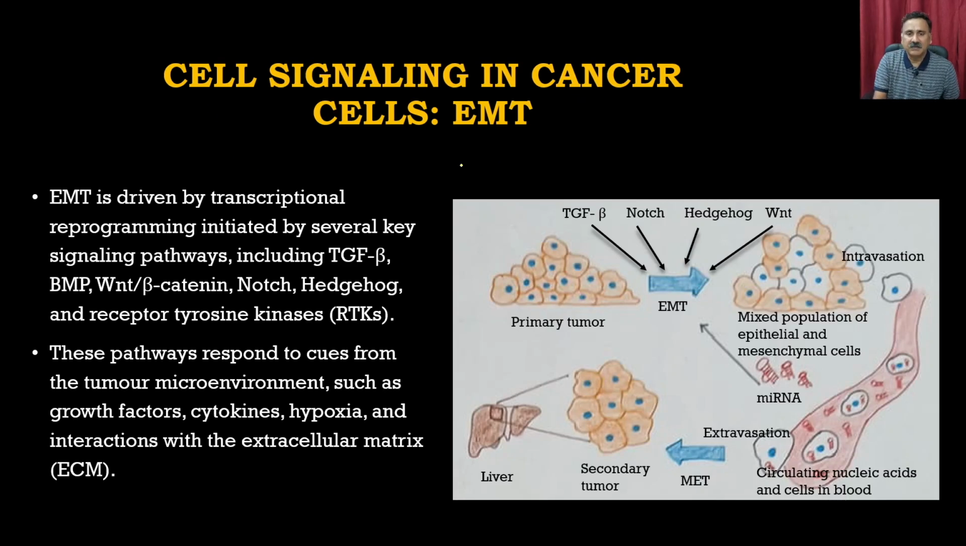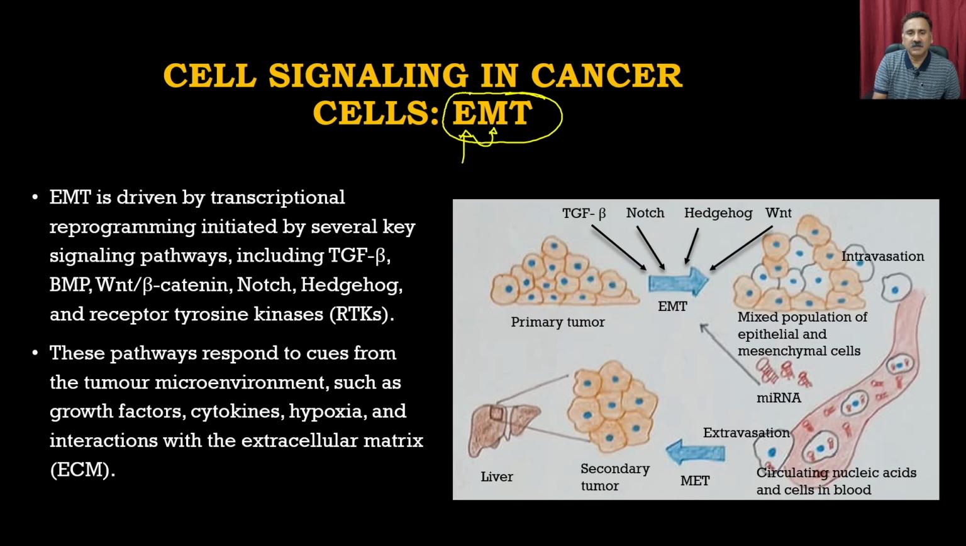So we'll start the lecture with the discussion about cell signaling in cancer cells, especially EMT, and subsequent to that, we are also going to discuss the different types of plant hormones, or cell signaling in the plant system. So as you can see, cell signaling in the cancer cell, especially what is required for EMT. The full form of EMT is epithelial mesenchymal transition, where the cells present in the epithelial type will convert into the mesenchymal type.